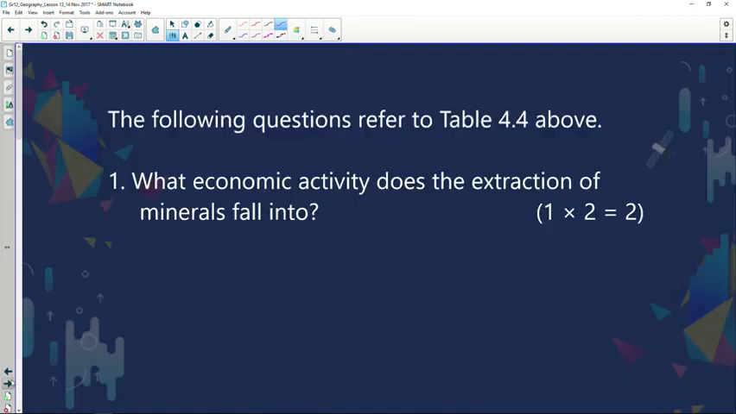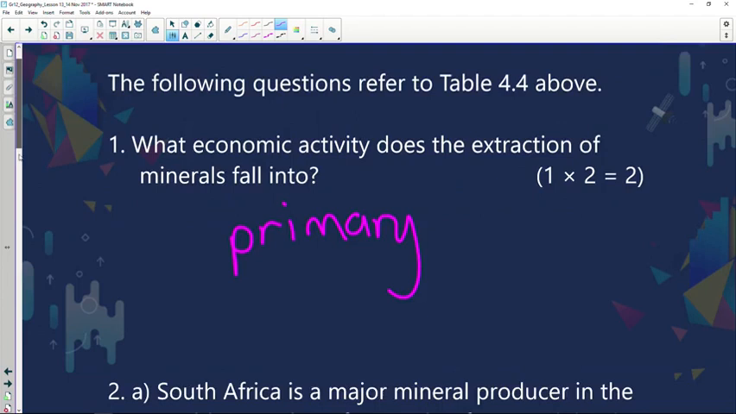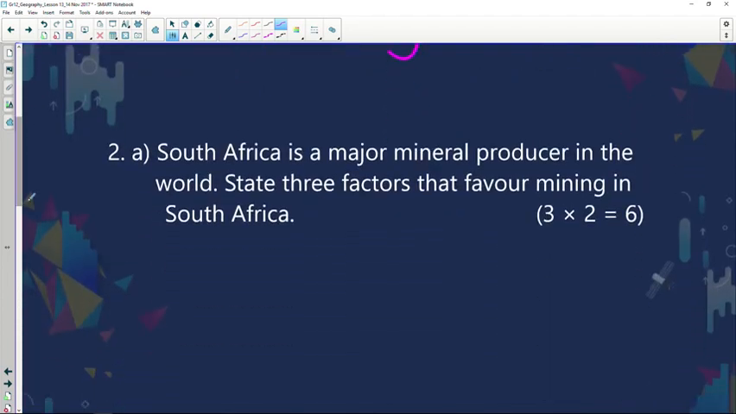this table. What economic activity does the extraction of minerals fall into? Now, removing minerals is known as primary economic activities. As you can see, like we just discussed when you look at this table, South Africa is a major mineral producer. State 3 factors that favor mining in South Africa.